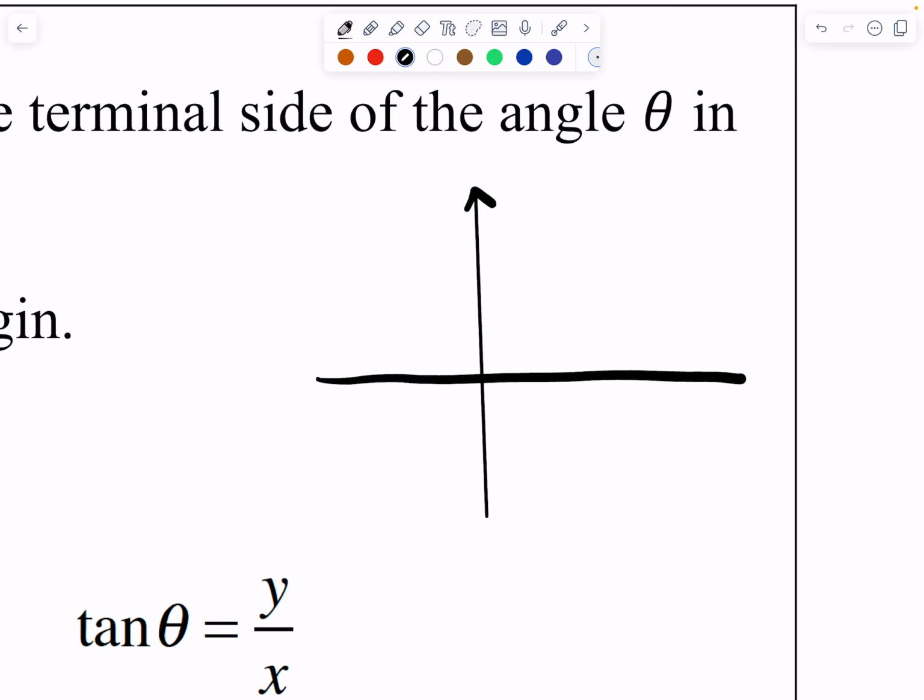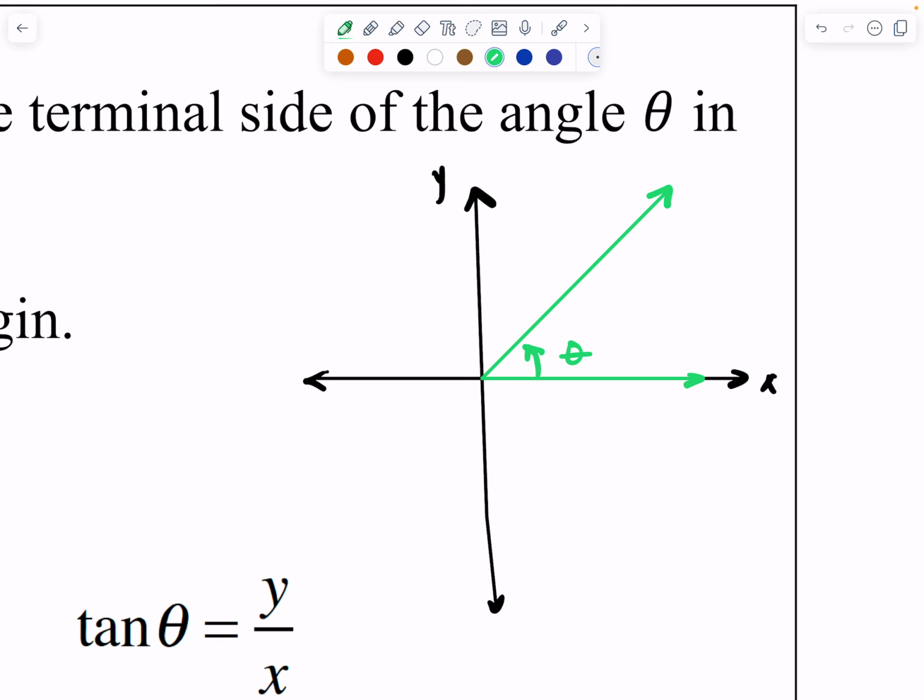angle theta, just draw a quick picture here. So let's say that we have an angle theta that's in standard position. So it starts on the positive x-axis and then rotates. I'm going to have it be a positive angle theta rotating in the counterclockwise direction. And let's say that it terminates somewhere in quadrant 1. Could terminate anywhere though in the xy plane.